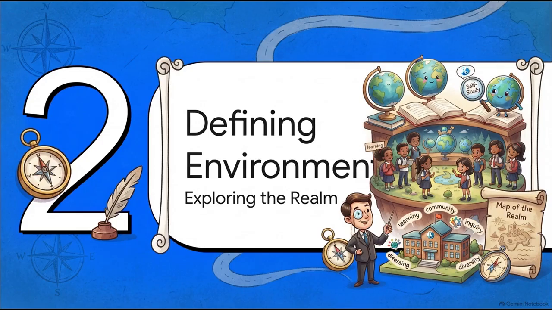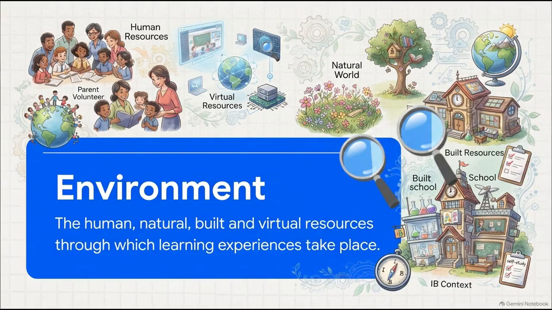Moving on to Section 2. Defining your school environment. Exploring the realm. So what does environment actually mean to the IB? Well, their official definition goes way beyond physical spaces. It wraps in the human, natural, built, and virtual resources where learning happens. So we're not just talking about brick-and-mortar buildings or desks in a classroom here. It's the people in your community, those digital and virtual spaces you've cultivated, and even the natural world right outside your doors. All of it makes up your unique educational ecosystem.